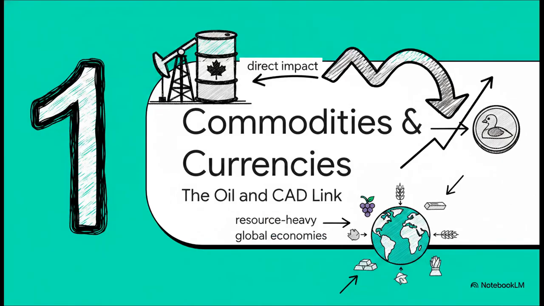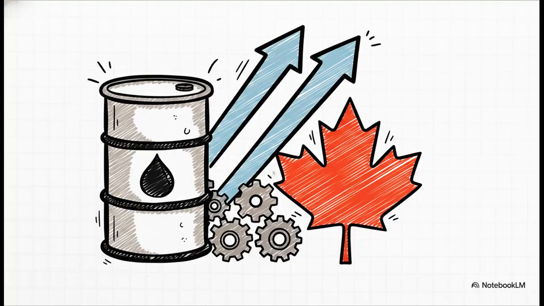Moving into Section 1, Commodities and Currencies, specifically the oil and CAD link. You absolutely must track global oil prices to monitor their effect on the Canadian dollar. Canada is a massive global exporter of crude oil. When oil prices surge, the Canadian economy historically benefits, which in turn strengthens the CAD. So if you're out there trading USD/CAD without keeping a really close eye on West Texas Intermediate or Brent crude, you are missing half the story.